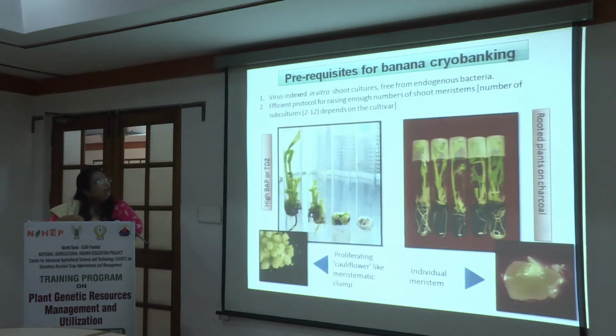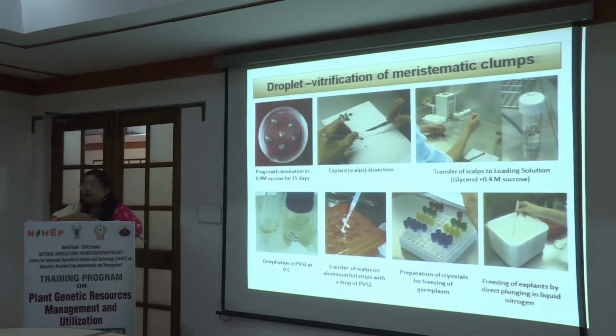Just to illustrate how we do cryopreservation in banana, these are the shoot cultures we begin with. We induce what are known as proliferating meristems. Alternatively, we can isolate meristems and use those. These are treated in high sucrose medium to remove the excess water. Then the proliferating tips are isolated and treated in a cryoprotectant, which will again desiccate the tissue further.